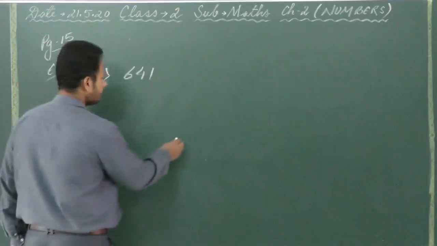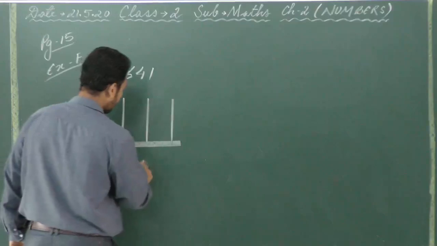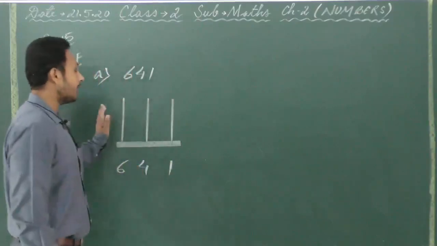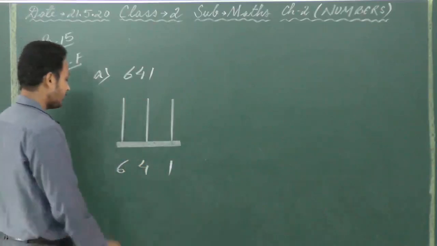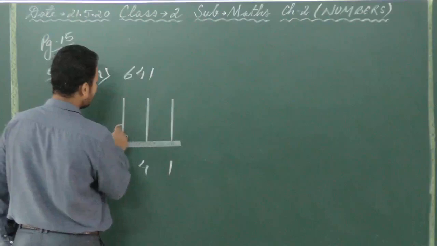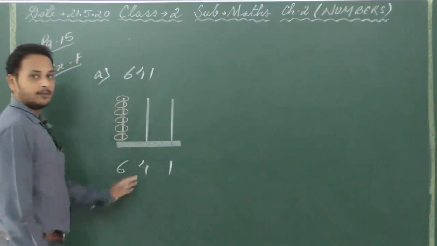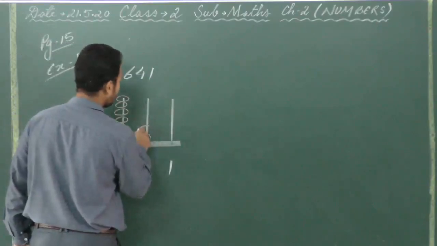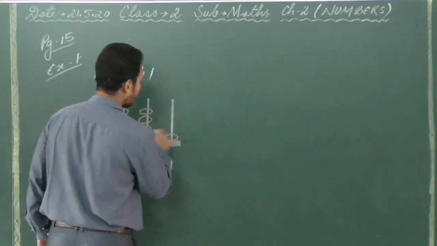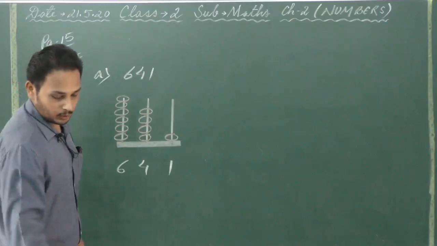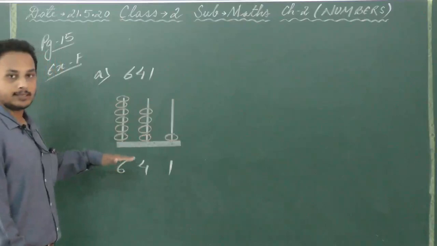So what you do is, the abacus is already drawn there. You only have to draw circles to represent these numbers. Now the first is 6. So how many circles are you going to draw? 6. Then we have 4. So how many circles are you going to draw? 4. And then we have 1, so only 1. So this is how you are going to represent numbers on an abacus. I hope you have understood this exercise.